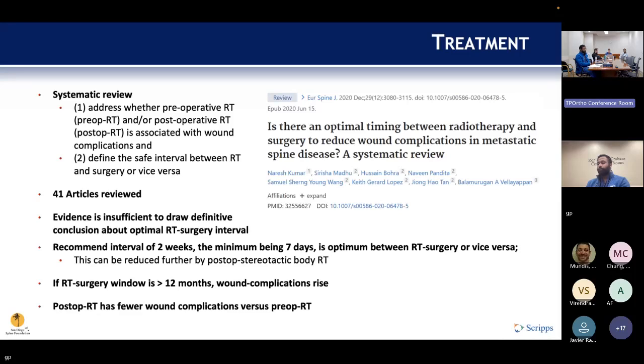They also noted that if your window is too long, or greater than 12 months, wound complications tend to rise. Postoperative radiotherapy has fewer wound complications than pre-op, but you do lose some of the effects of the tumor being shrunk if you do postoperative therapy, whereas in the preoperative period, you'll hopefully have a smaller burden of tissue to take out if it's radio responsive.